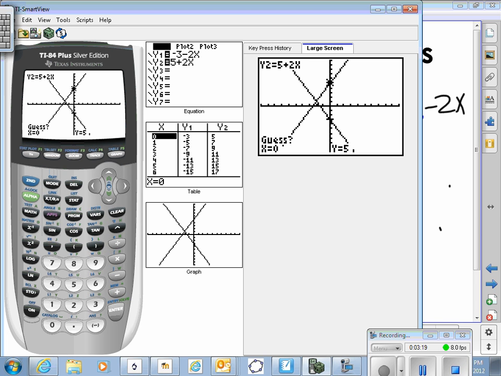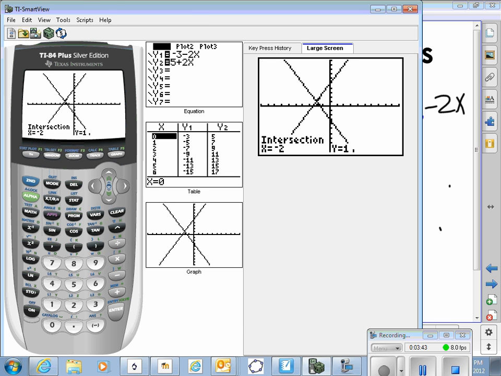And so it says, where do you want to guess that they cross? I'm going to back up somewhere around there, somewhere around negative 1.9 and 1.1. So let's hit enter at that point. And it says they intersect exactly at negative 2 and 1. So the x is negative 2 and the y is 1. So you've solved that system of equations using a calculator.